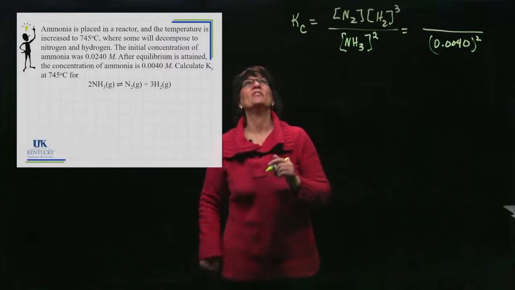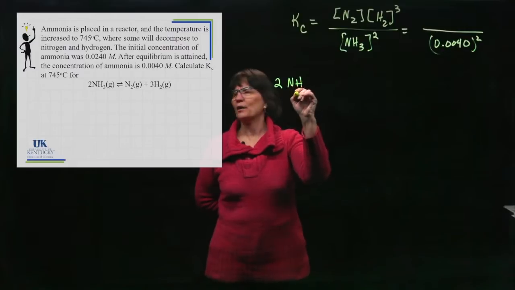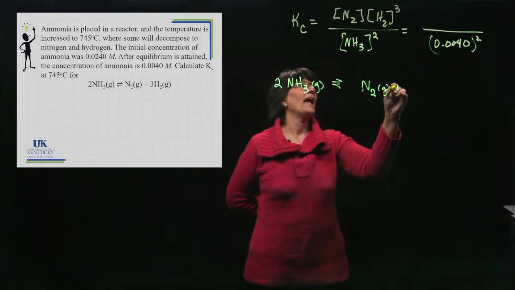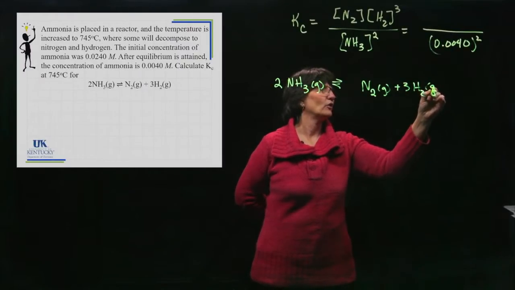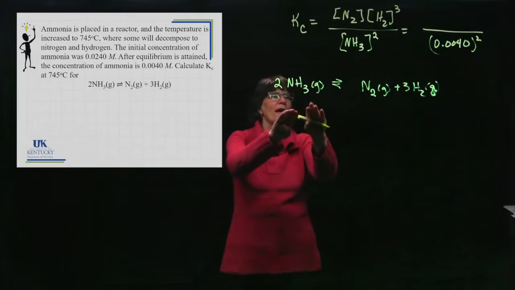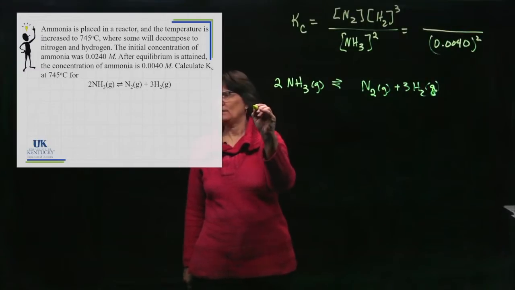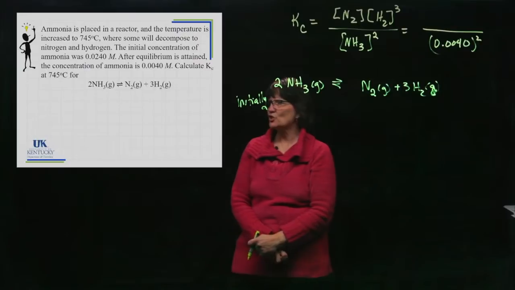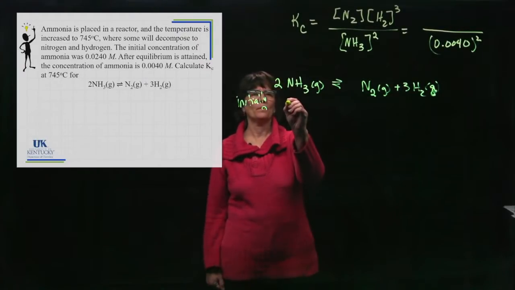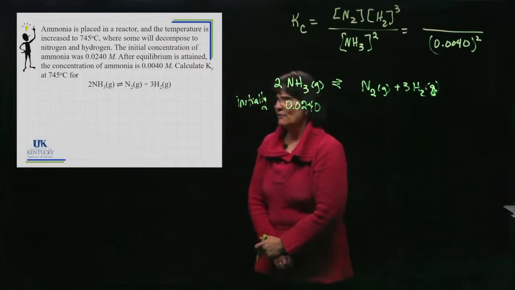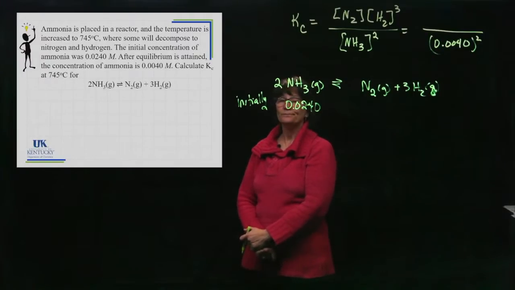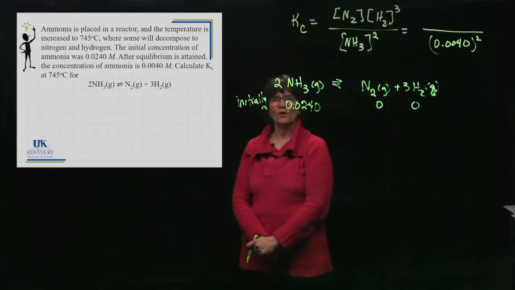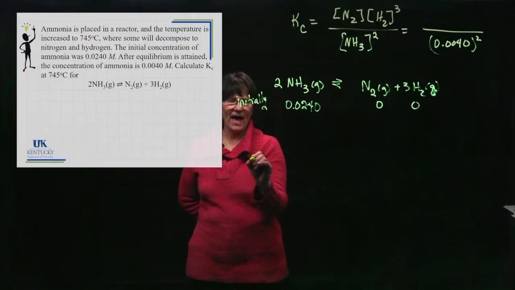So here we go. This is our tool that's very important. I'm going to write my reaction so I can put this tool right underneath it. My products are N2, a gas, and H2 with a 3 here, also a gas. I want to first write underneath these things how much I have initially. Initially, how much am I starting with? Well, I read through there, and it says the initial concentration of ammonia was 0.0240. At the beginning it says ammonia is placed in a reactor. That's all I put in the reactor. So initially, there aren't any of the N2 and the H2. That's what I have initially. Okay, so then what do I have at equilibrium?